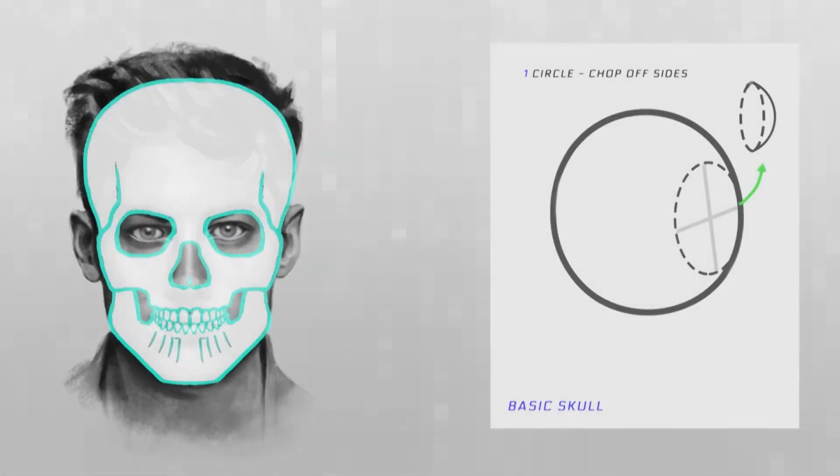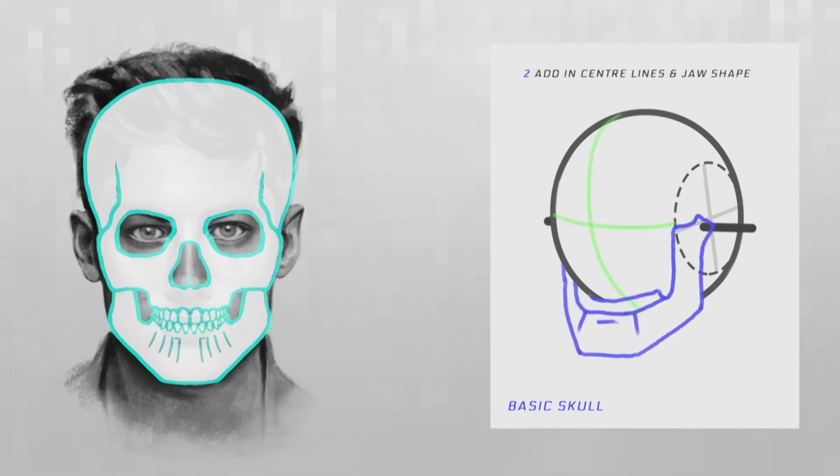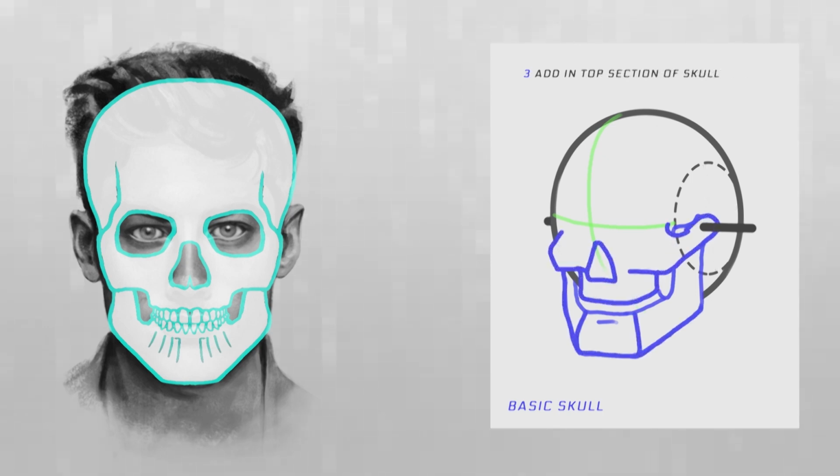We can break the skull up into sections. The first being a ball for the cranium with 1/6 of either side chopped off. The second part is the jaw that sits below the ball. Next we add in the top part of the jaw and the nose.